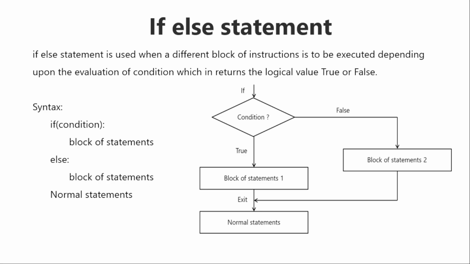In the flowchart of the if-else statement, if the given condition is true, then a block of statements will be executed, the if statement will be exited, and the rest of the normal statements will be executed. If the given condition evaluates to false, then block of statements 2 will be executed and the if statement terminates at exit, and the rest of the code, like normal statements, will be executed. So this is the operation of if-else statements.